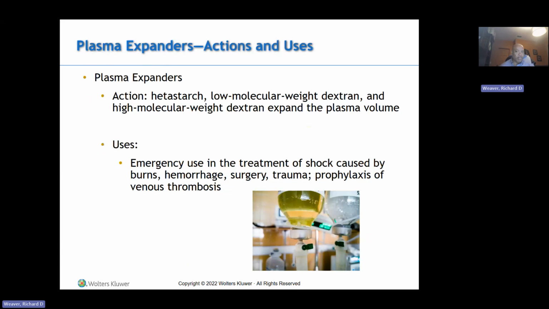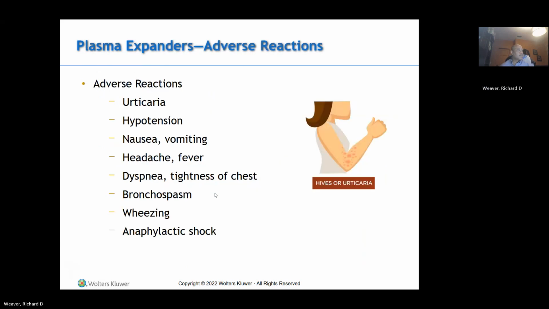Venous thrombosis and thromboembolism. All right. Now look at the adverse reactions: urticaria, hypotension. This is when they have a reaction to the IV medication. Nausea, vomiting can occur. Headache and fever. Dyspnea, tightness of chest. Again, this is an allergic reaction.